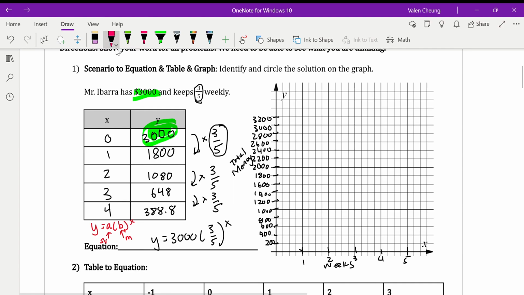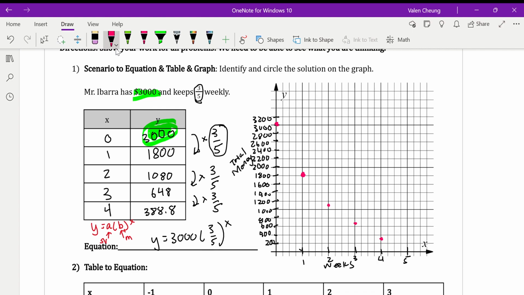So 0 is on the y-axis, 0, 3,000. Then 1, 1,800. 2, 1,080, so between 1,000 and 2,000. 3, 648, between 600 and 800. 4, 388.8. So it's going to be like this.